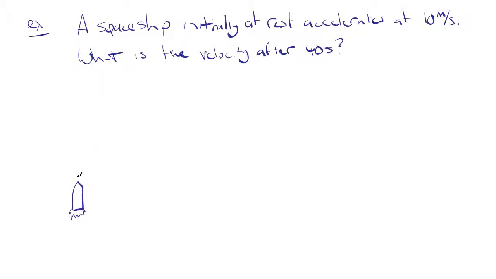All right, this rocket is going to accelerate. We're doing 1D motion, so it's accelerating in a straight line. And we're asking the question, what is the velocity after 40 seconds? So I'm drawing sort of a vertical time axis. I don't know anything about how far it's gone in that amount of time.